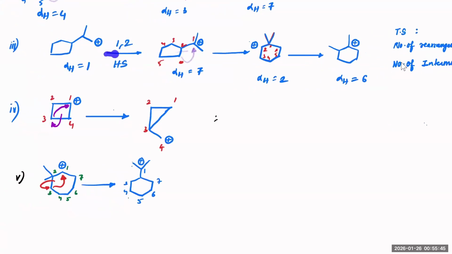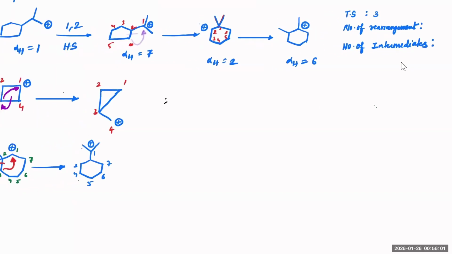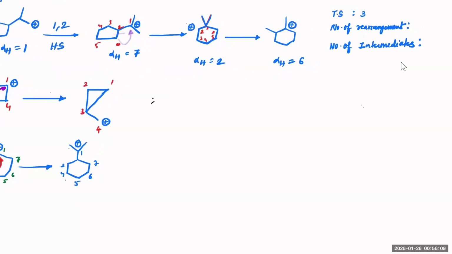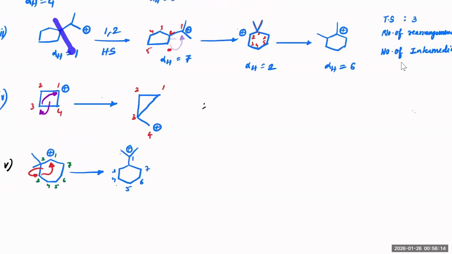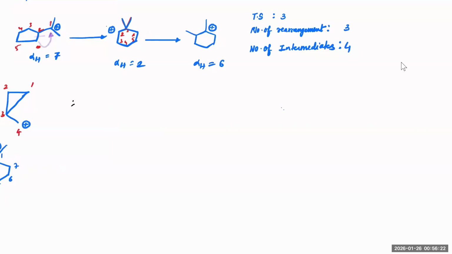Wherever there is an arrow, there is a transition state, because from here to here, if there has to be a shift, there has to be a transition state. So in such a case, you count the number of arrows: one, two, three. So these three are the transition states during the reaction. Second, the number of rearrangements: from here to here, these two, and from here to here, these three. All three steps are rearrangement steps. So this is the number of rearrangements. And second, intermediates. You know that this is also an intermediate. This is also an intermediate. So one, two, three, four. So there are four intermediates forming during the reaction.